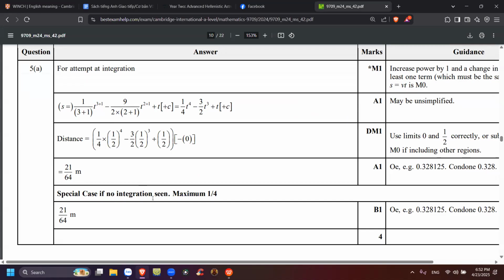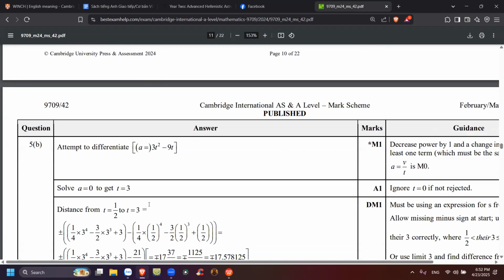Special case if no integration seen, maximum is one over four. If you don't see the integration, it gives you a maximum of only 1/4 of the marks. Yeah, it's weird, right? But I think it's also kind of generous, teacher.